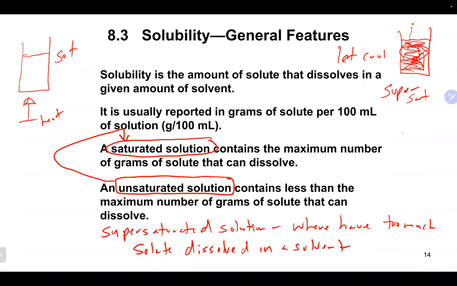I've done experiments at schools where I just go to lift the little test tube or flask, and just a little shaking from the lifting is enough to make all the solid come out, without even having to put a crystal in there. So it usually is a very unstable sort of solution, because you get way too much of that solute dissolved in there. Any questions on any of those things there?